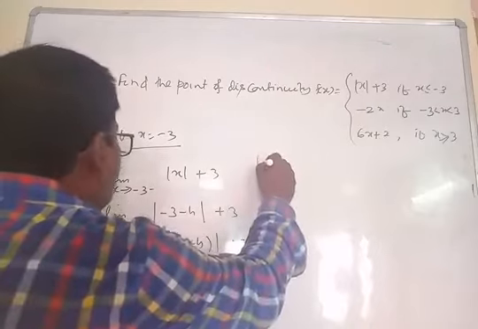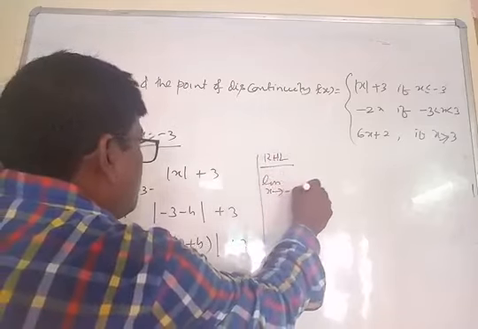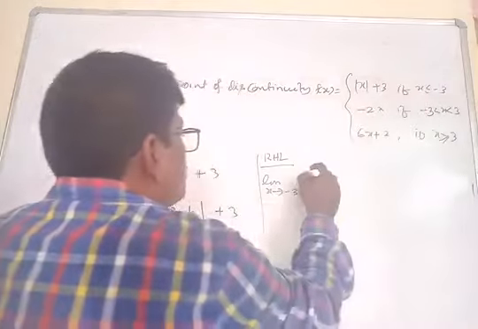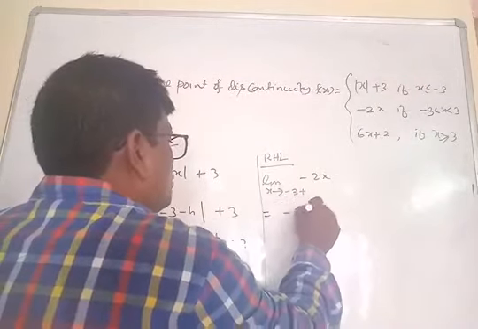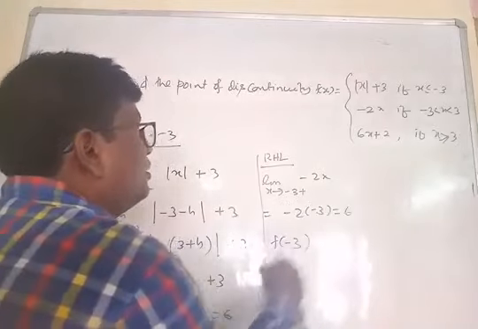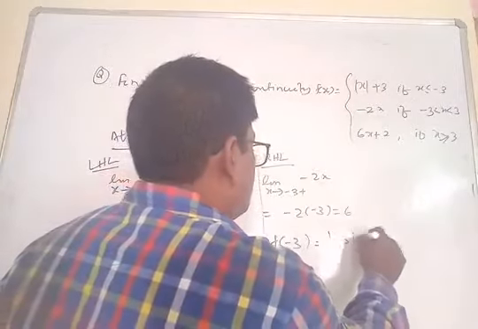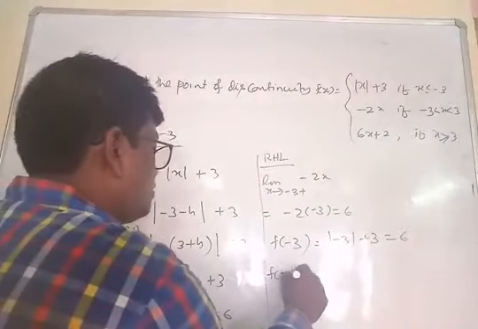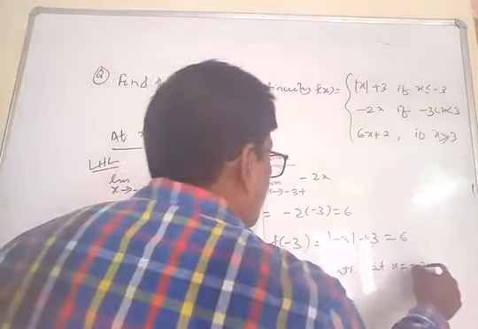And RHL, limit x tends to minus 3 plus, greater than minus 3, means this is minus 2x, and this is equal to minus 2 into minus 3, which is equal to 6. Now f of minus 3, equal sign is present here, so put minus 3: mod plus 3 is equal to 6. So f of x is continuous at x is equal to minus 3.